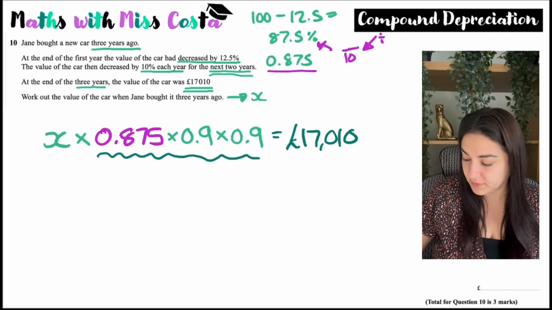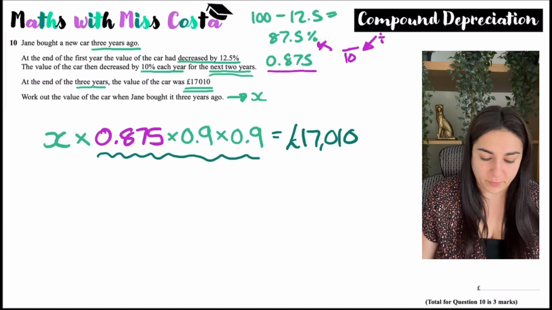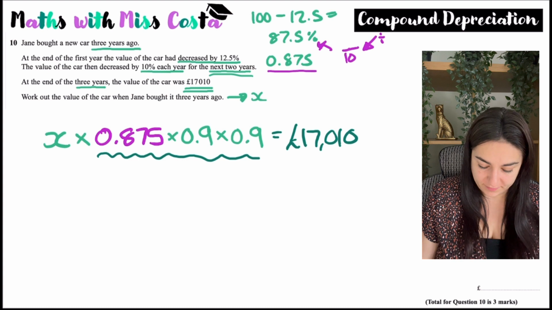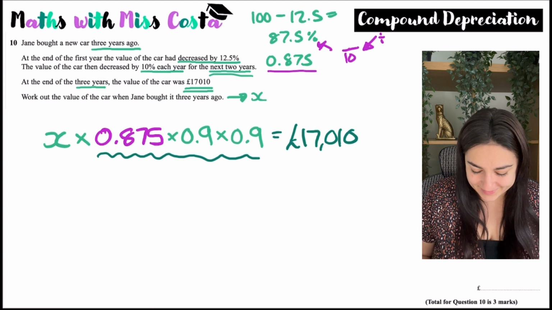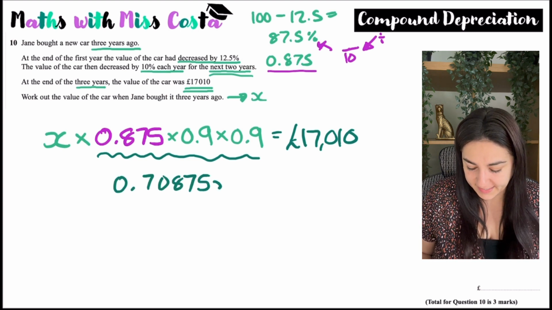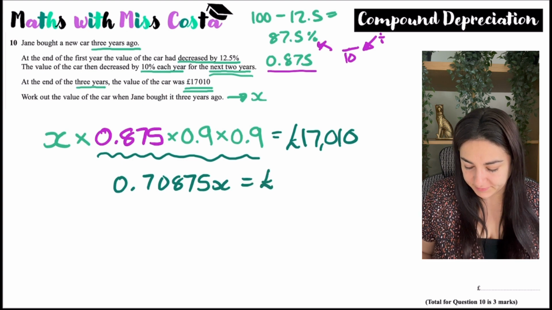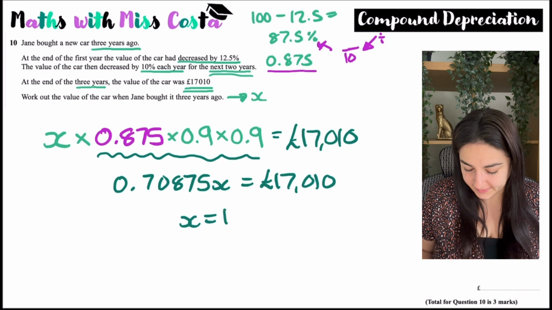So what I can do is simplify all of this. So bring this all together. So 0.875 times by 0.9 times by 0.9 gives me 0.70875x, which must equal £17,010.